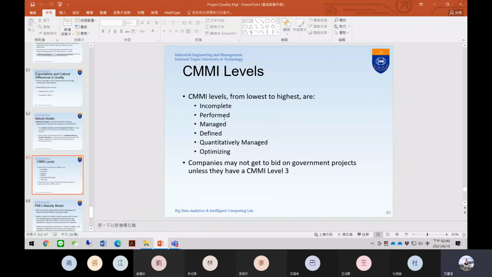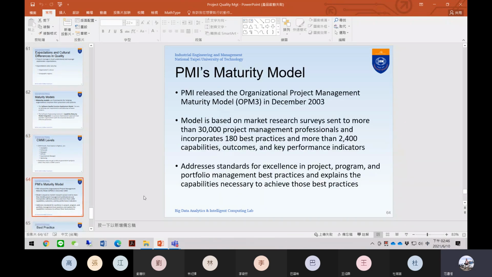Incomplete, performed, managed, defined, quantitatively managed, and optimizing. These are 6 different levels from the lowest to the highest. The PMI released the project management maturity model in December 2003. The model is based on a market research survey sent to more than 3,000 project management professionals, like we did in Taiwan as well.